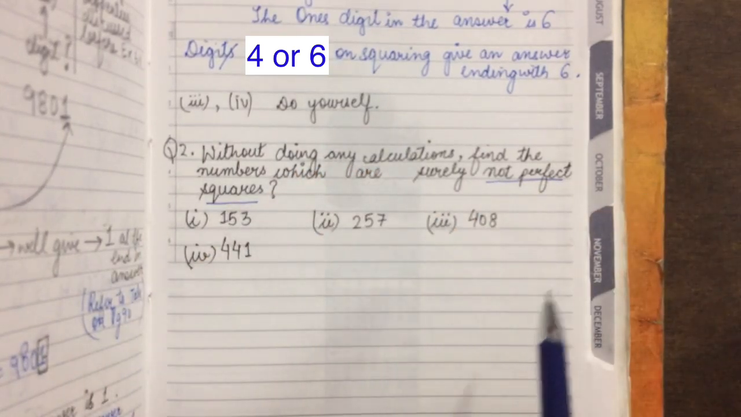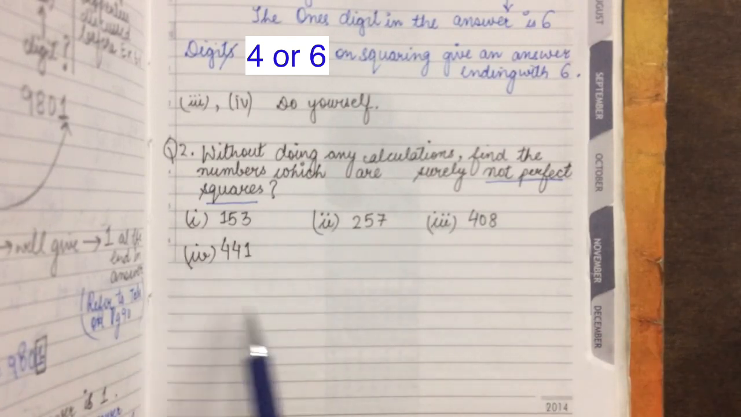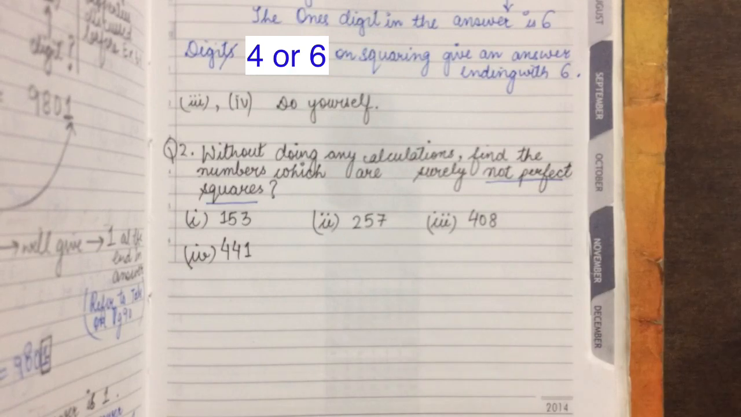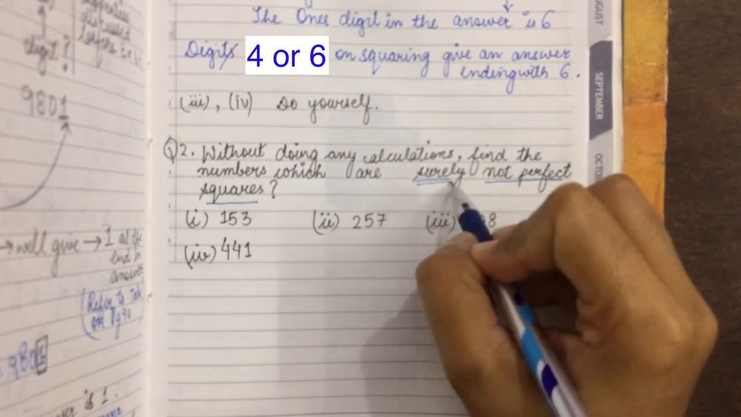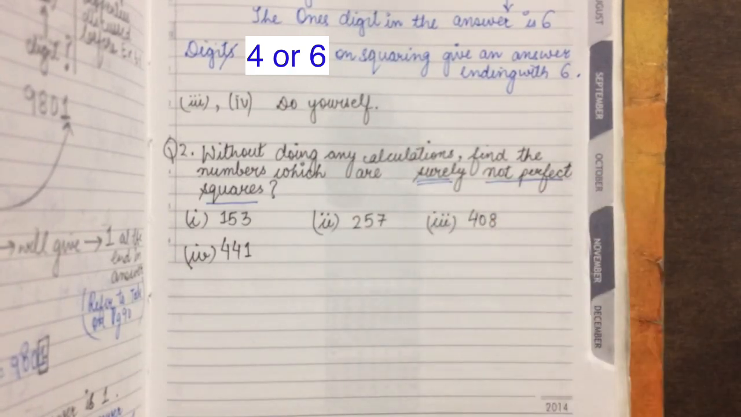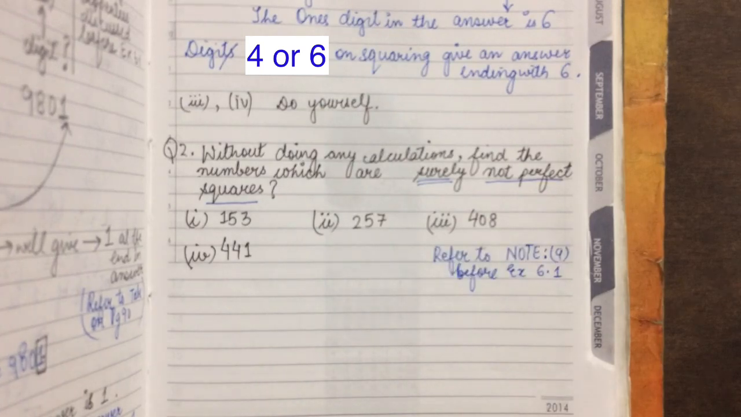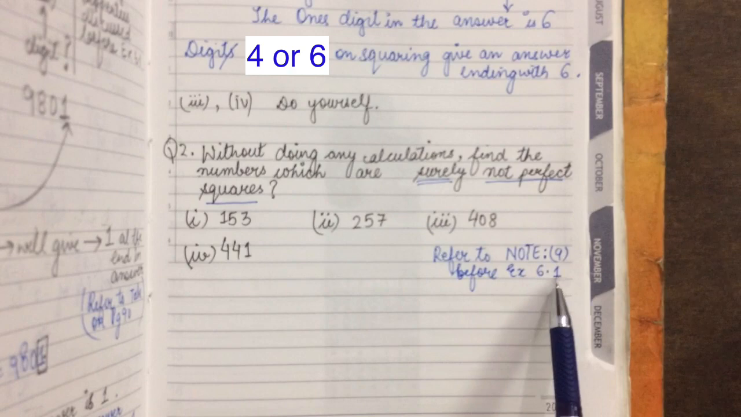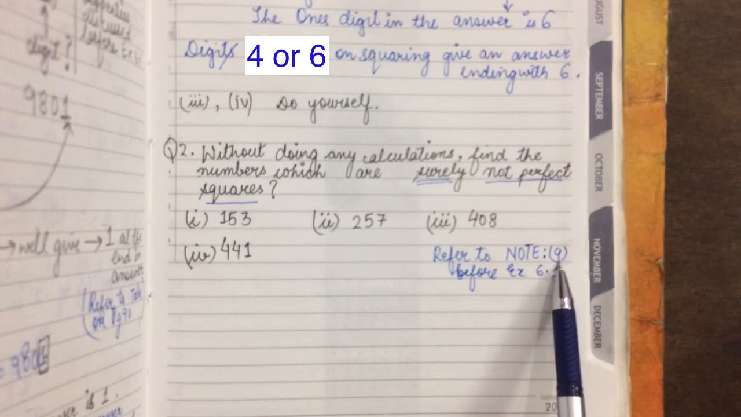So you have been given some numbers here. Out of these numbers, you have to pick those numbers about which you are sure that they are not perfect squares. I would like you to refer to the note we have written before exercise 6.1. Look at the 9th point.